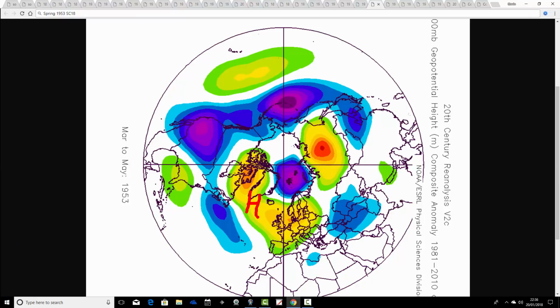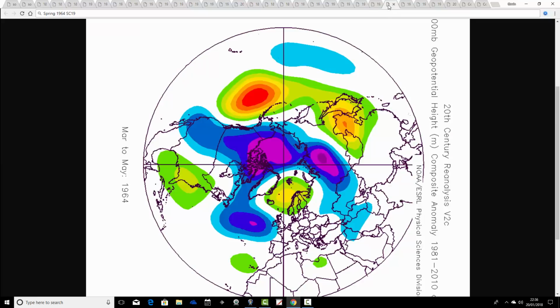So these actual solar minimum springs, as we go into the middle of the 20th century anyway, are beginning to demonstrate a pattern of quite a lot of high pressure, quite a lot of above average heights through much of northern and central Europe. So again, plenty of high pressure there. That looks like a really nice, dry, very pleasant spring indeed in 1953.